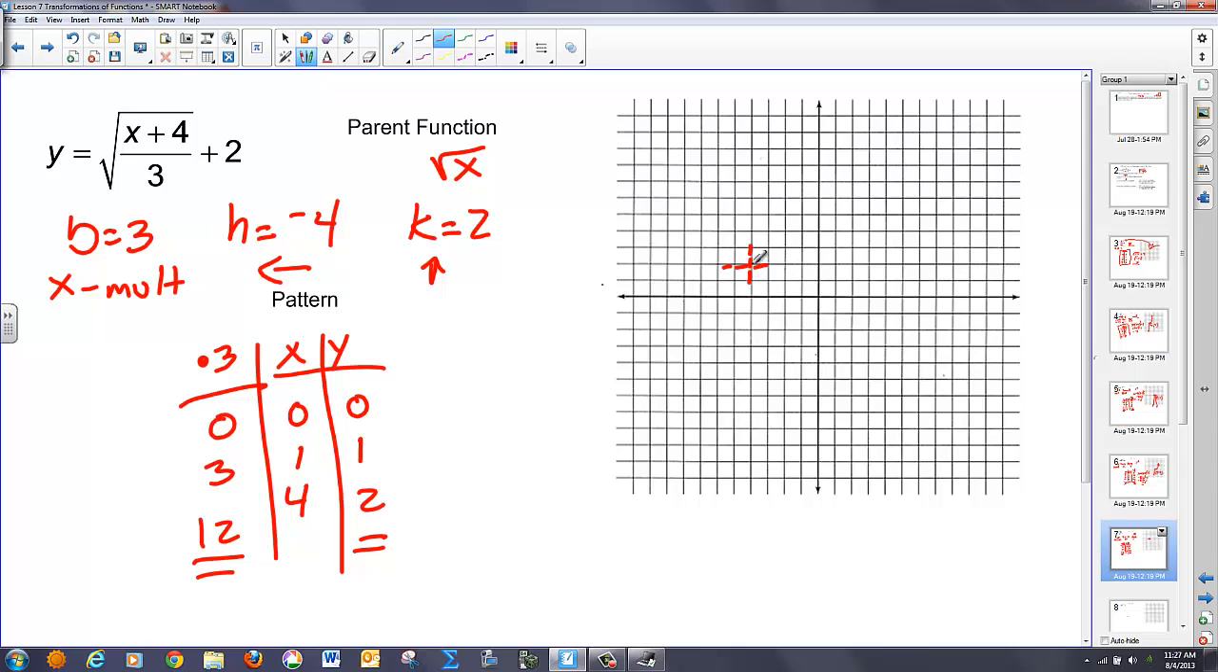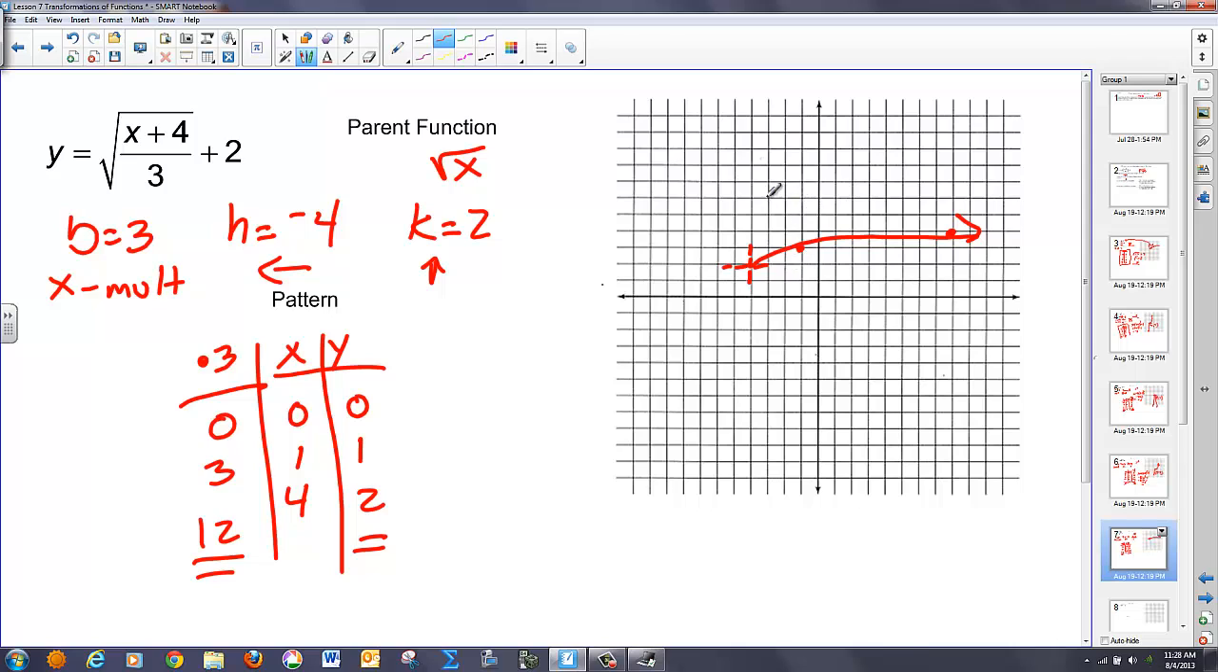Which puts this fictional origin here, and from that point I'm going to move over 3, up 1, over 12, and up 2, and graph that new function from there.